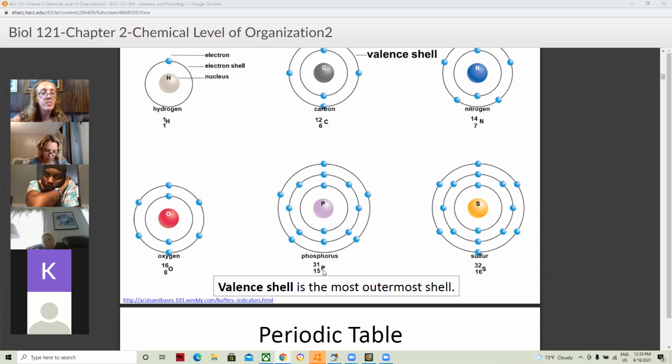Phosphorus has 15 protons, but it says here that the mass number, or the atomic weight, is 31. It's because on average, or this is the only way to explain this, the most common form of phosphorus has 16 neutrons rather than 15.